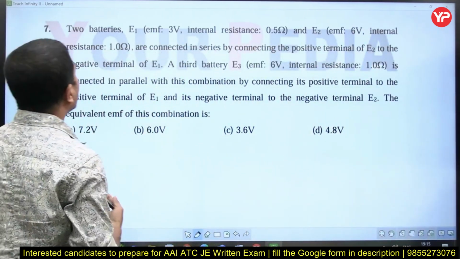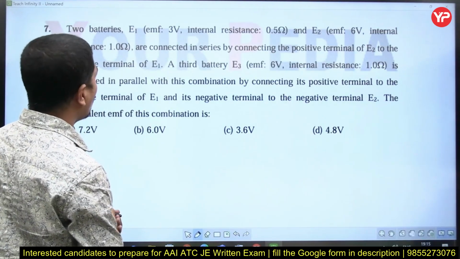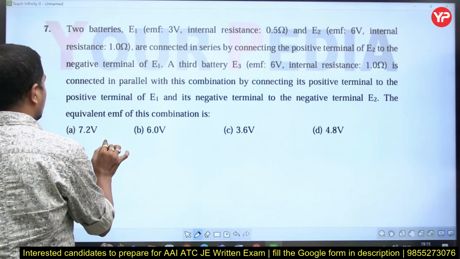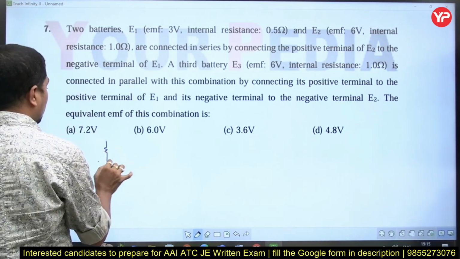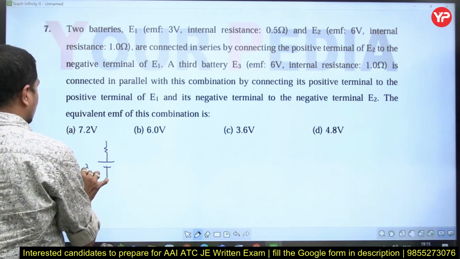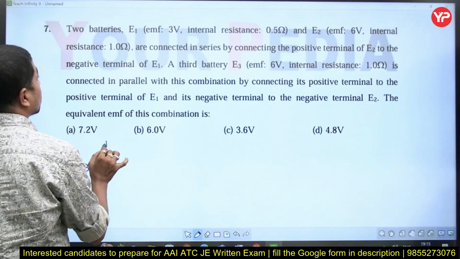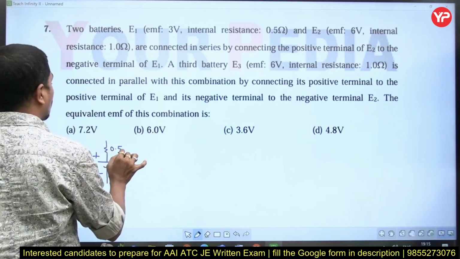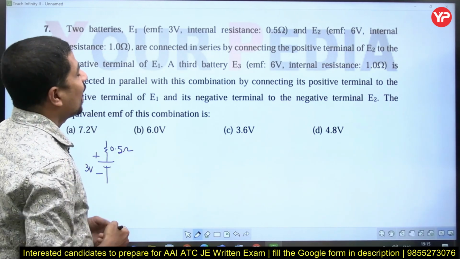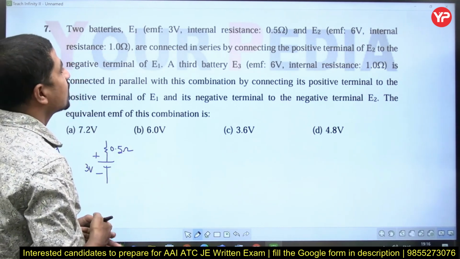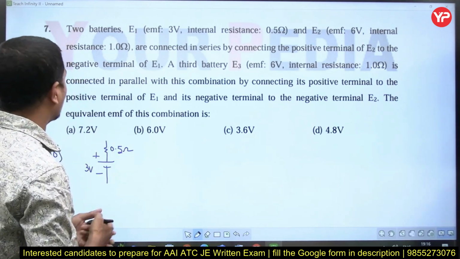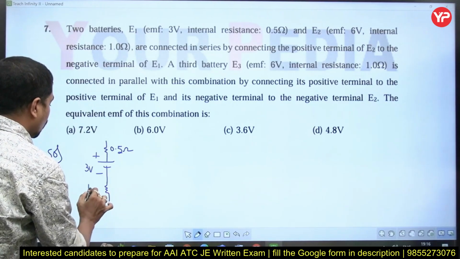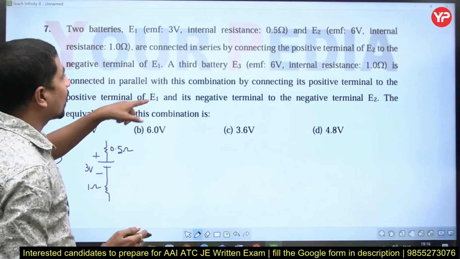Okay, it is saying two batteries, EMF 3 volts and internal resistance of 0.5. This is 0.5 and this is 3 volts. This is plus, this is minus. What is this internal resistance? 0.5 ohms. Fine. And E2, 6 volts and internal resistance of 1. Yes, 6 volt, internal resistance of 1. This is 1. And how are they connected?